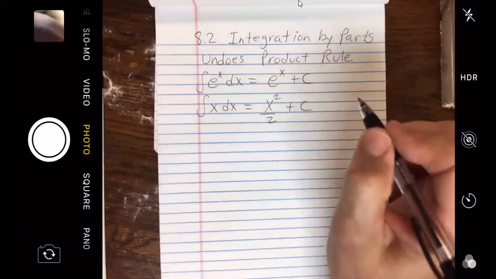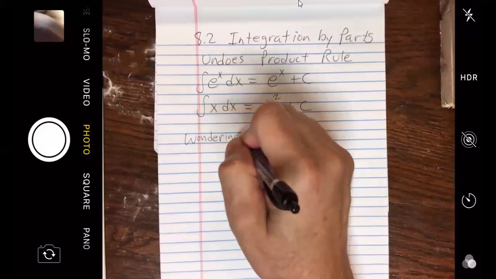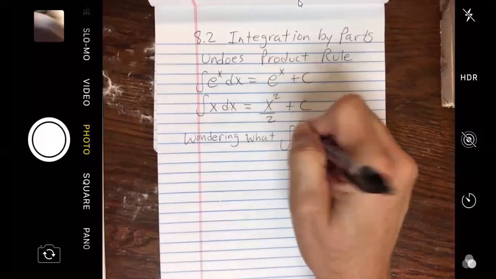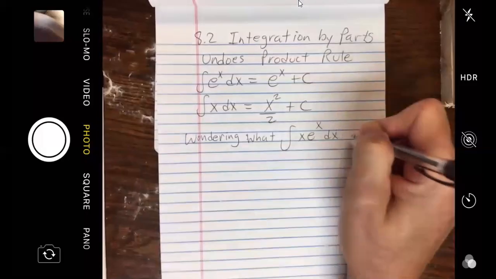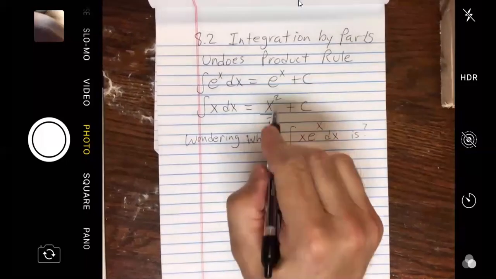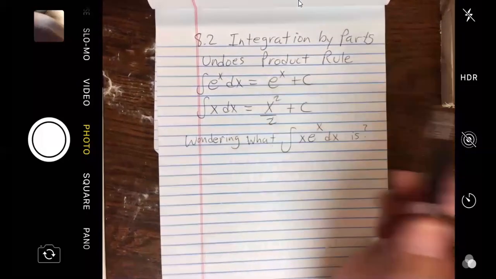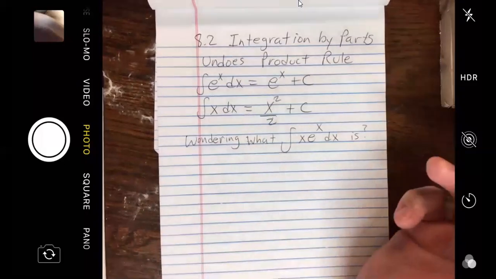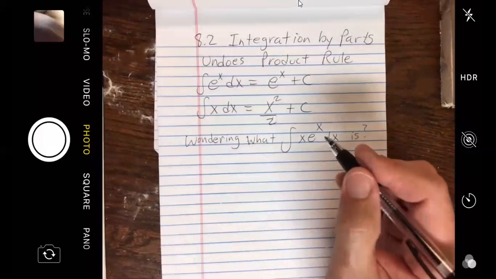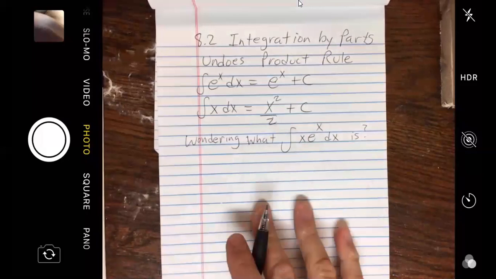But I know you've laid awake nights wondering, if you put it together, what the integral of x e to the x is. Well, you just can't take this and multiply it by this. You can on limits, but not on integrals. It's just not the product of this and this individually. So I'm here to satisfy your incredible curiosity.